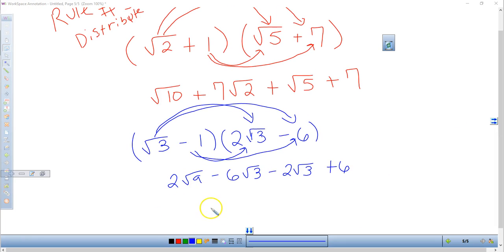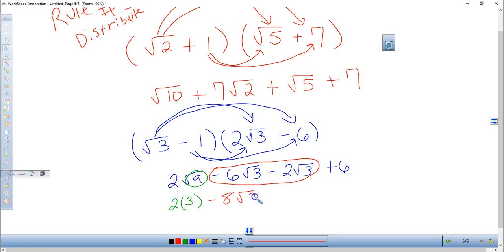Now, we simplify and combine. First thing I notice right here, root 9 I know is the number 3, so it's 2 times 3. Here, these both follow the rule that if they have the same radicals, I can combine the numbers on the outside, so negative 6 and negative 2 is negative 8. And then I've still got plus 6.